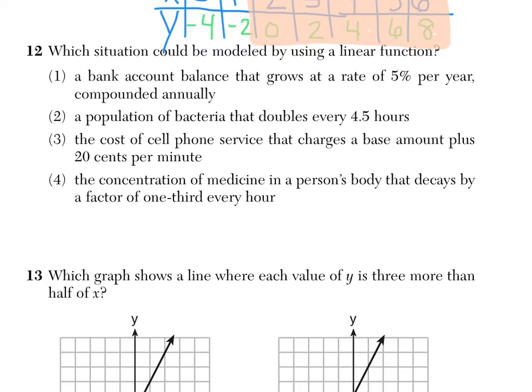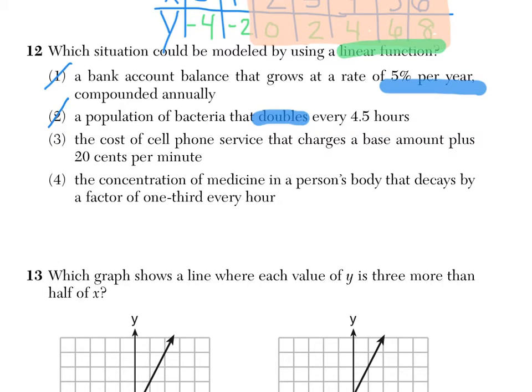Question 12, it's important to recognize that a linear function means that we either have an adding factor or a subtracting factor. So we do not want a multiplier. And as you can see in answer choice 12, the bank account that grows at a rate of 5% per year, that is definitely going to eliminate number 1 because we'll be multiplying by 105% every year. The same thing in number 2, we have something that is doubling or times 2. That's yet again a multiplier. Those are both exponential functions.